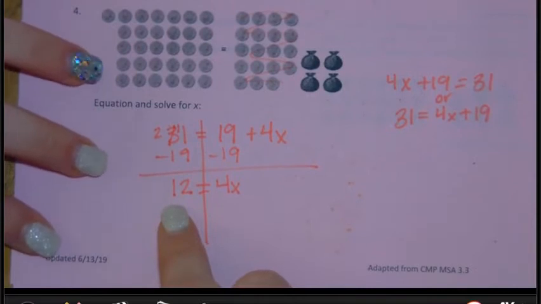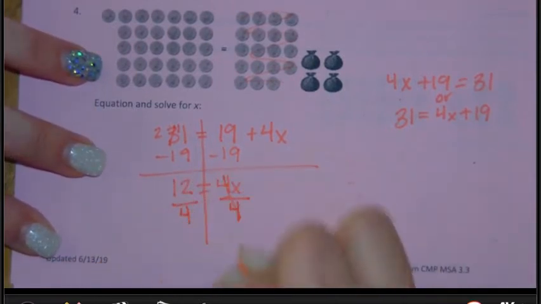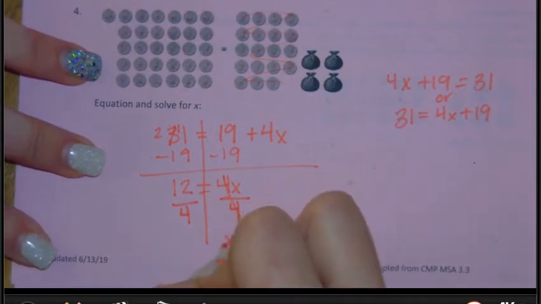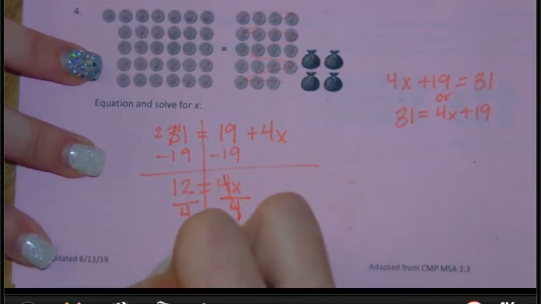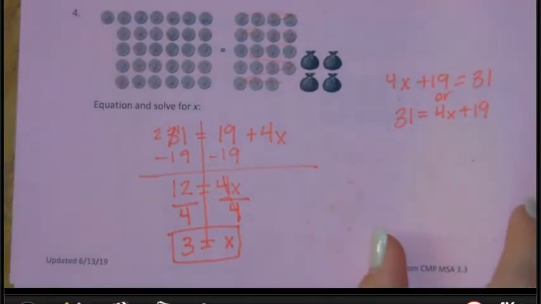Well, I need to take these 12 and make them into 4 equal groups. So I'm going to divide by 4 on both sides. So I'm left with x is equal to, well, 12 divided by 4 is 3. That means there are 3 coins per bag.